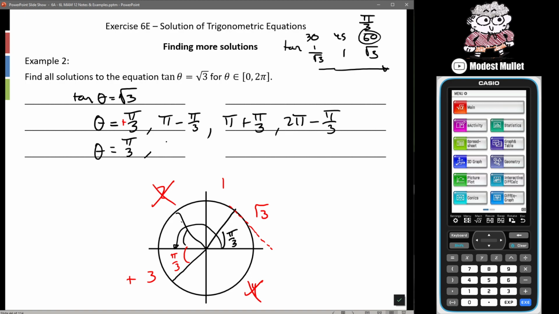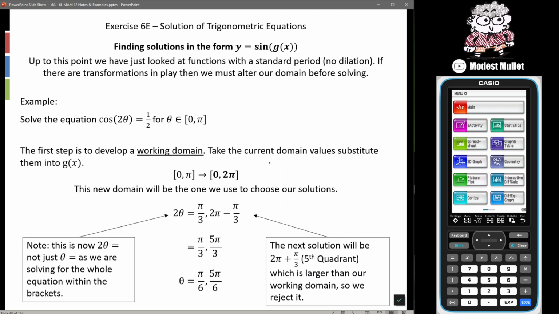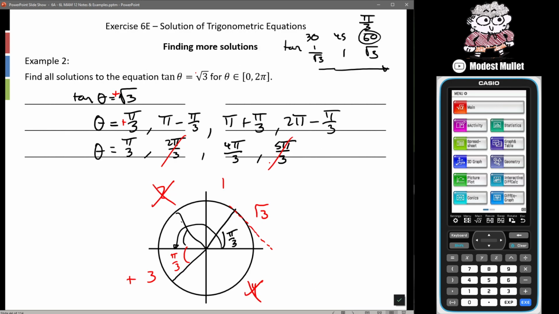So we get, what's that? That's 2 pi on 3. We get 4 pi on 3, and then we get 5 pi on 3. But because we wanted positive root 3, we need to ignore what's in the second and the fourth quadrant, like I'm saying, so we get to ignore those. So that's solving equations and then finding multiple solutions.